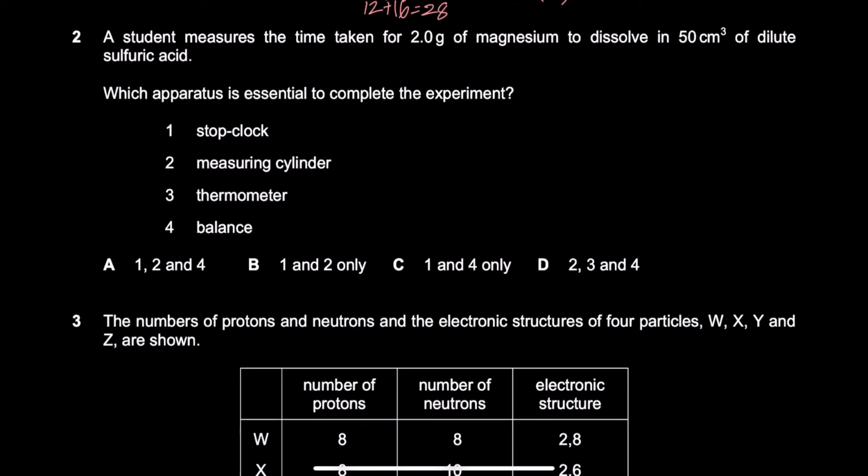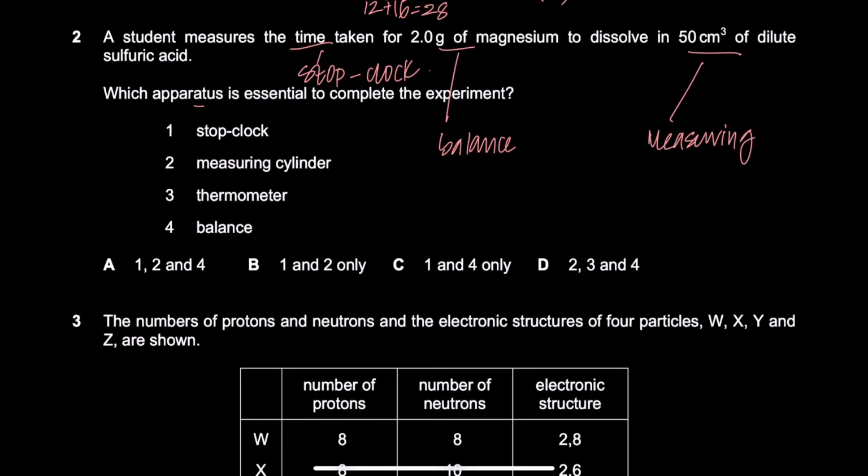A student measures the time taken for 2 grams. So if he wants to measure the time taken, he needs a stop clock. How do I know it's talking about apparatus? Because I just peeked here. For 2 grams of magnesium, he needs a balance to measure this, and he needs an apparatus to measure this 50 centimeter cube of dilute sulfuric acid, and that apparatus is given. It's the measuring cylinder. So you realize you need a stop clock, balance, and a measuring cylinder. 1, 2, and 4 is the answer.